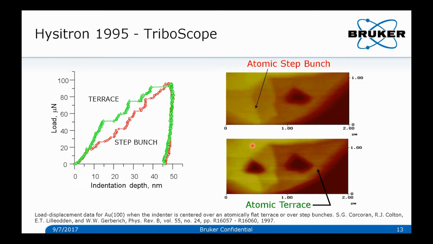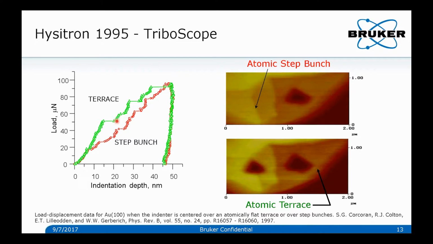I wanted to show an early example of some results that we got from the TriboScope back in the early days. This is a gold sample with atomic terraces. So you have essentially monolayers of gold that are stacked on top of each other. And we were able to place indents on a single atomic terrace and also on an atomic step bunch. And these regions are identified through the SPM imaging mode that I talked about earlier. So you can identify different areas to test.